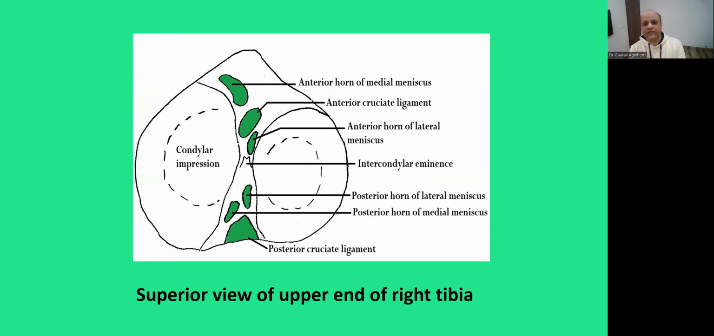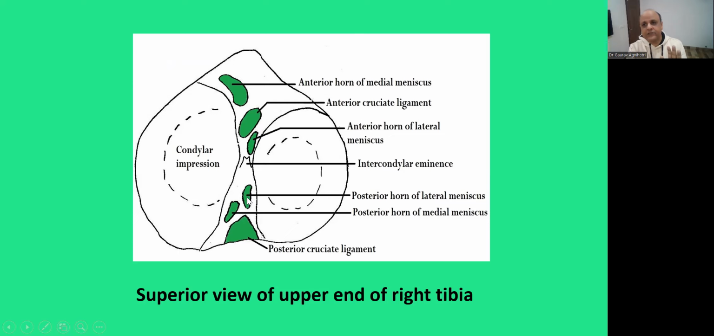Here what we see in this figure is the superior view of the upper end of the tibia. So here you see there's a lateral meniscus here, and there is a medial meniscus here. The anterior horn of the medial meniscus is attached here in the intercondylar area of the tibia, and the posterior horn of the medial meniscus is attached here in the intercondylar area. For the lateral meniscus, the anterior horn is attached here in the intercondylar area, and the posterior horn of the lateral meniscus is attached here in the intercondylar area.